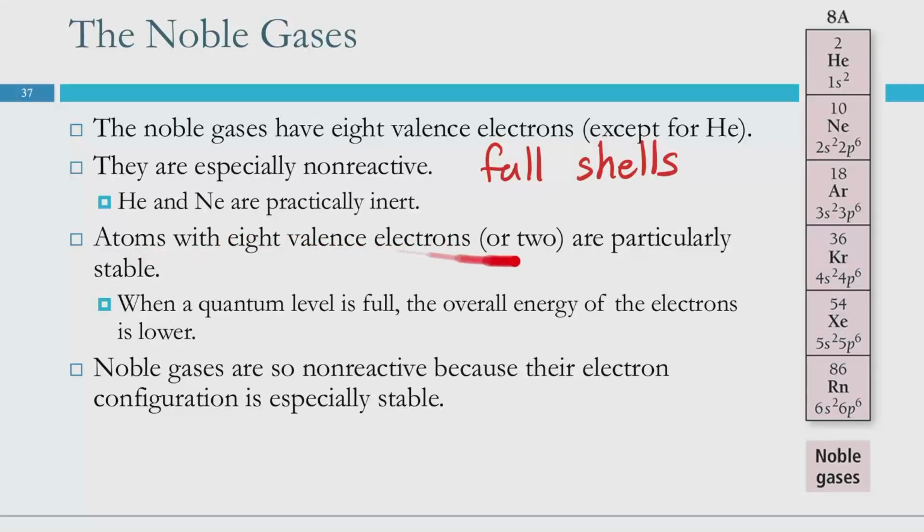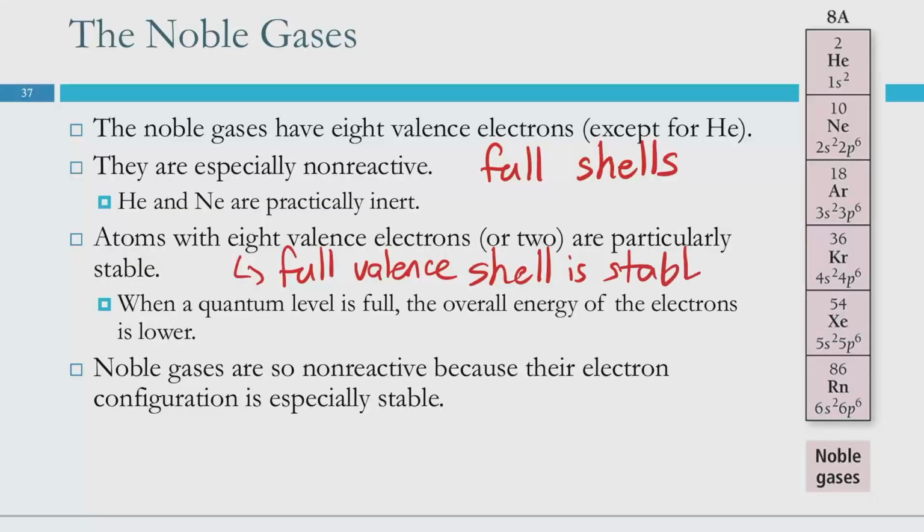Atoms with 8 valence electrons, or 2 in the case of helium, are particularly stable. Full valence shell is stable. So what a lot of the other elements want to do when they go through reactions, things like metals, nonmetals, metals losing electrons, nonmetals gaining electrons, what they're striving for is to become like a noble gas. Noble gases are the millionaires or billionaires of the elemental world. Everyone wants to be like them, or at least lots of people want to be like them.